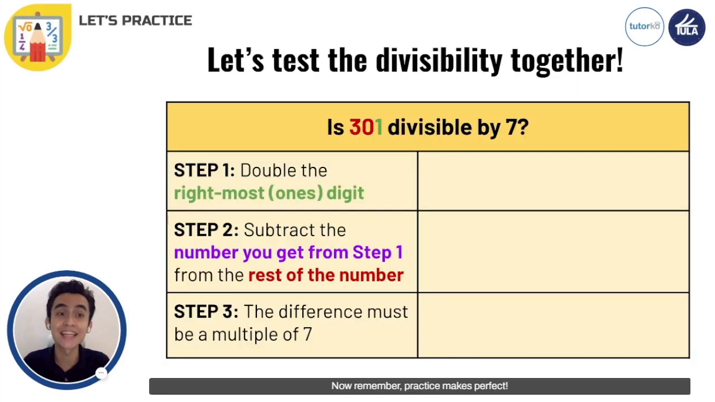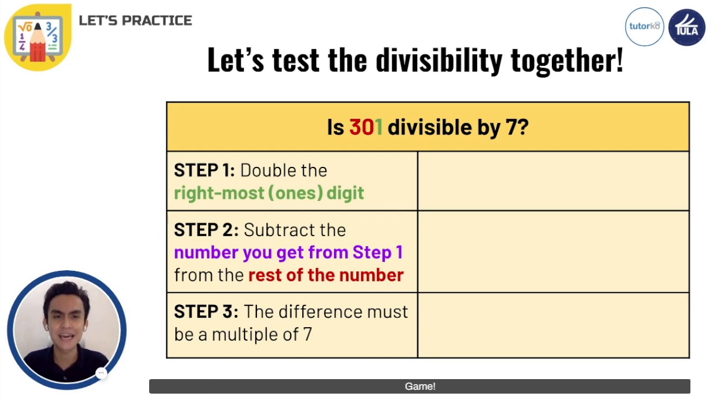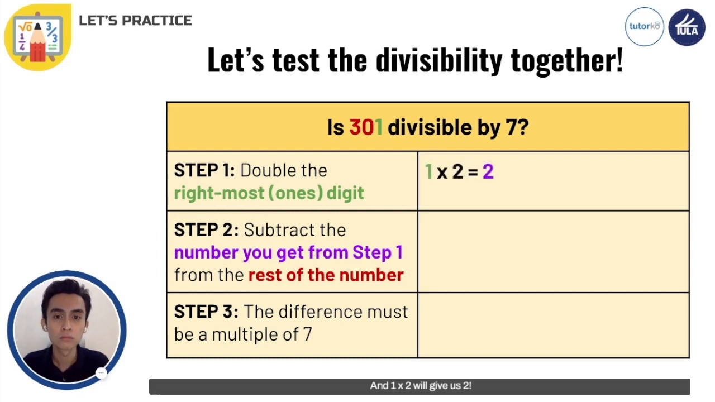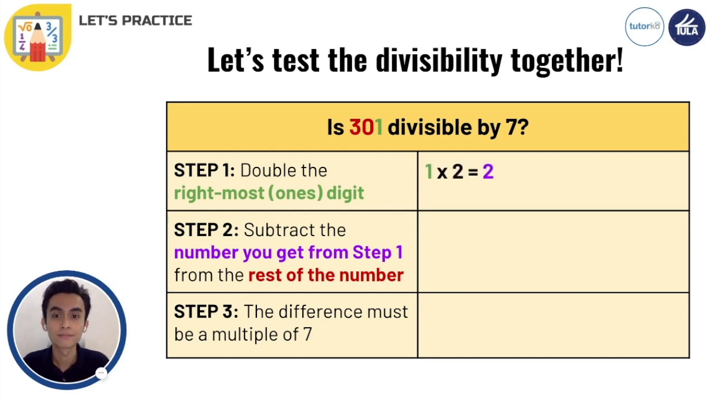Now remember, practice makes perfect. So let's try one more item para talagang ready na tayo sa mga susunod nating math exam. Game. Is 301 divisible by 7? Let's follow the steps. Step 1, double the rightmost or the ones digit. And that digit is 1. And 1 times 2 will give us 2.